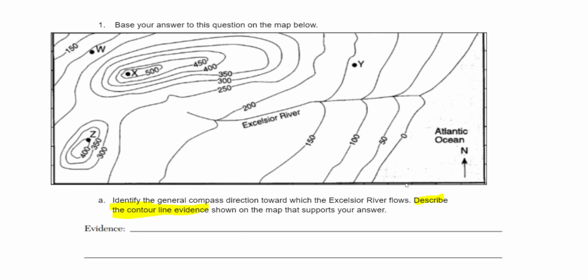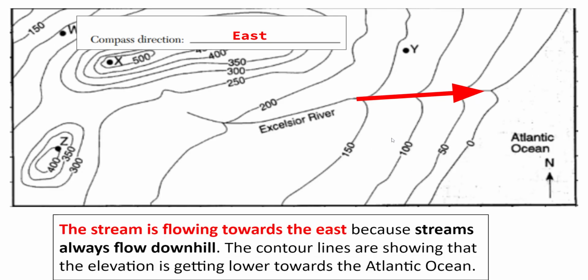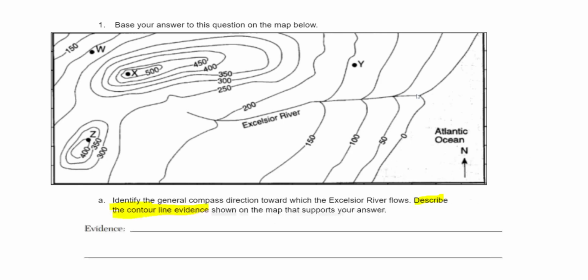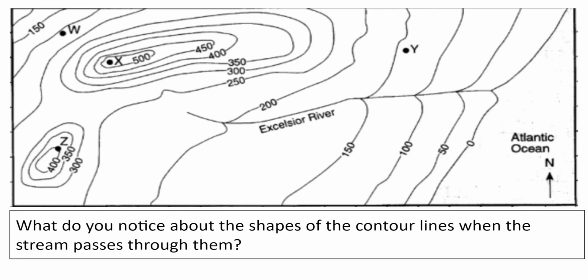But the second part of this question asks, describe the contour line evidence shown on the map that supports your answer. Even though a river always flows downhill, the question isn't asking for that. The question is asking for how the contour lines themselves show which way the river is flowing. So we can't really say that the river always flows downhill for this particular question. So to figure out which way the river is going based on just the contour lines themselves, notice the bends in the contour lines wherever the river is crossing.